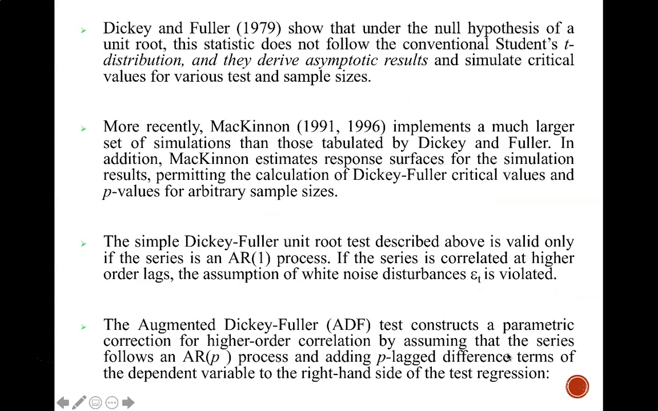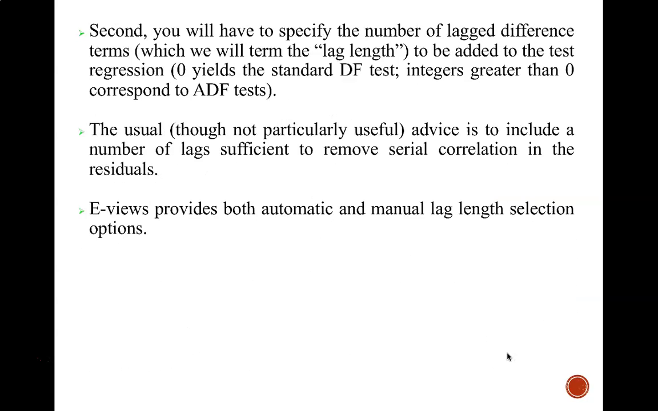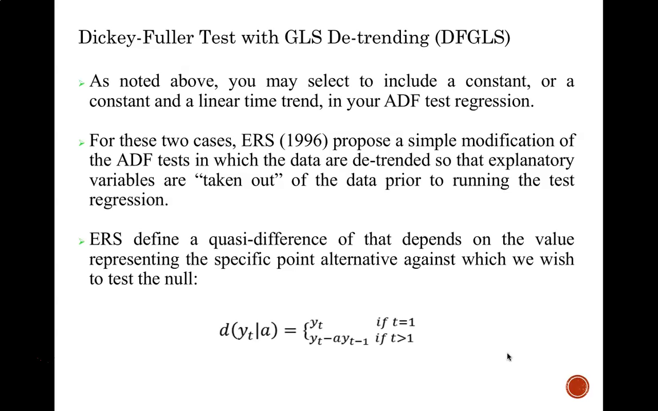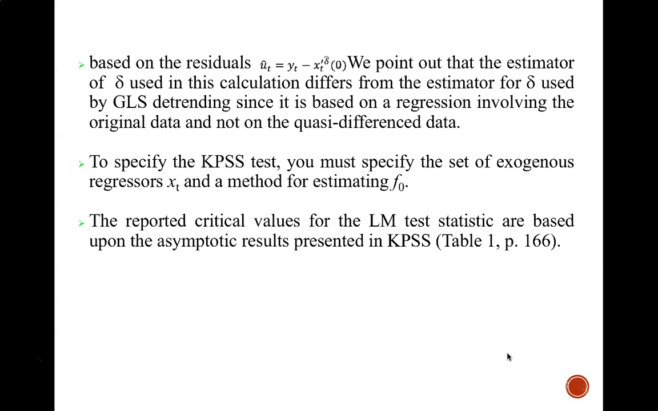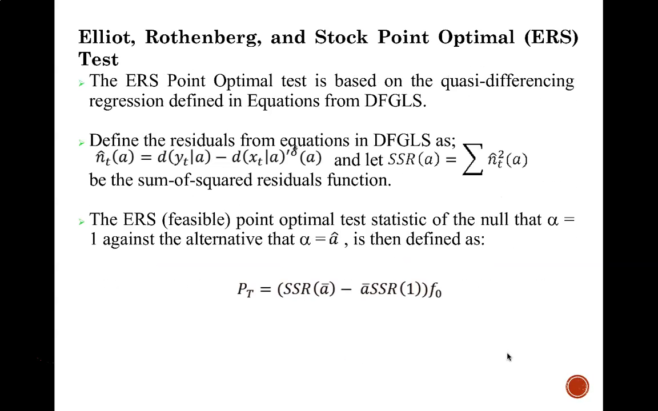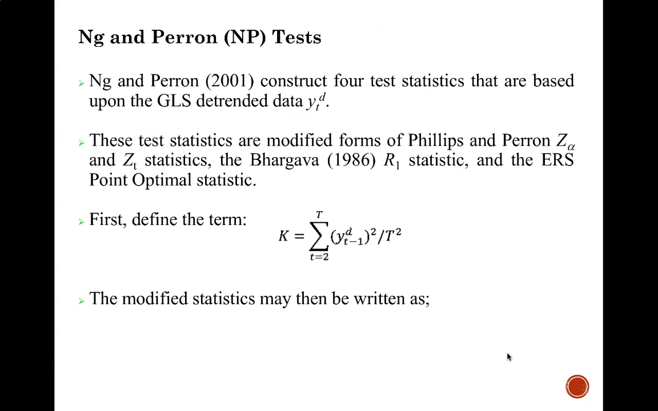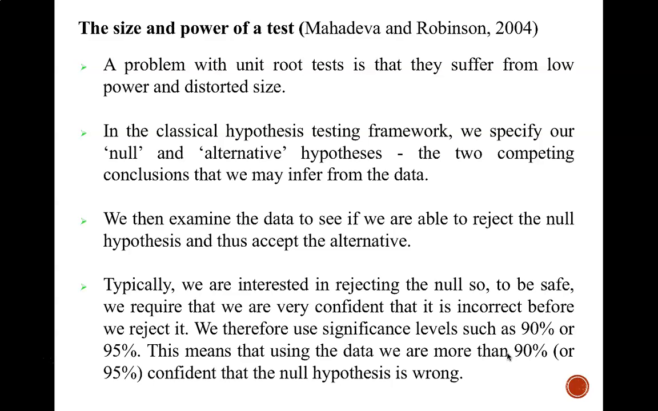So this is ADF. You can read through these slides. This is DF-GLS. This is the PP test, the Phillips-Perron 1988, and then you have the KPSS test, and then you have the ERS, Elliott, Rothenberg and Stock, and you have the Ng-Perron 2001. So all of this is available in eViews.